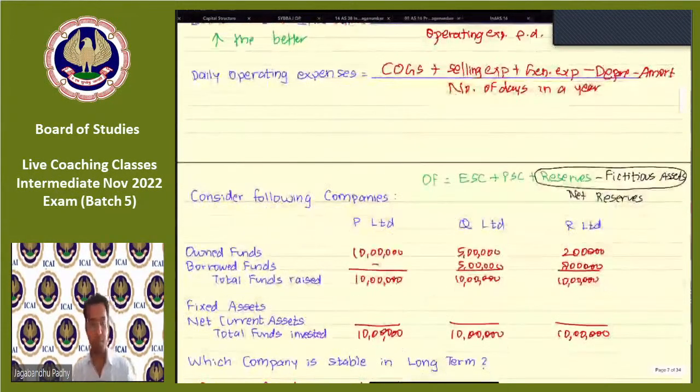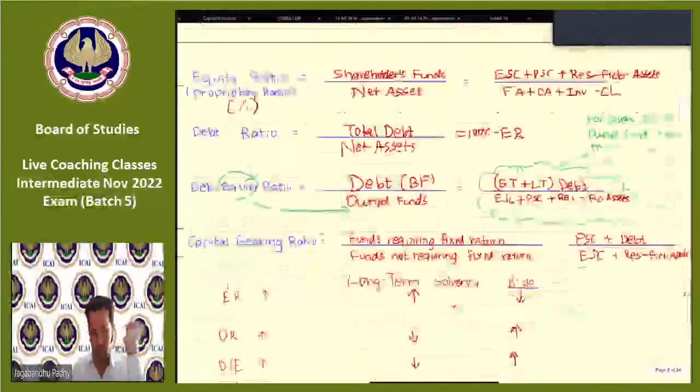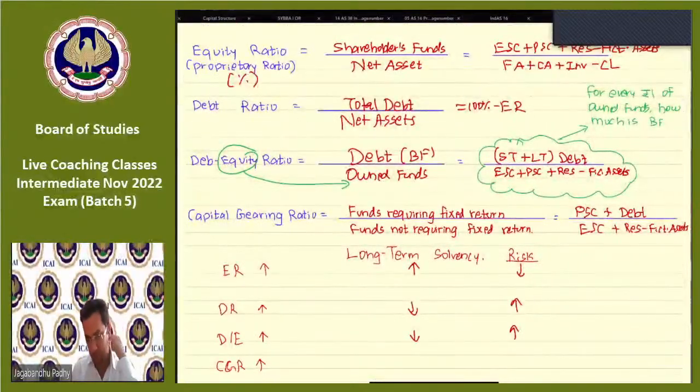Okay. Then we learned about some of the long-term liquidity ratios, one of which was the equity ratio, which stated what proportion of net assets is funded by shareholders.